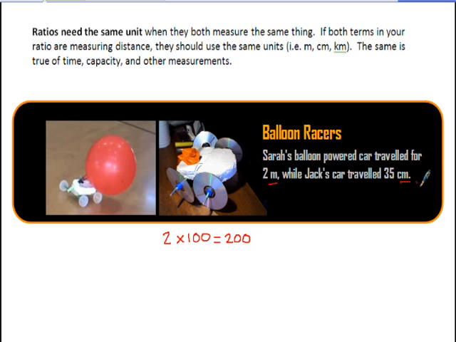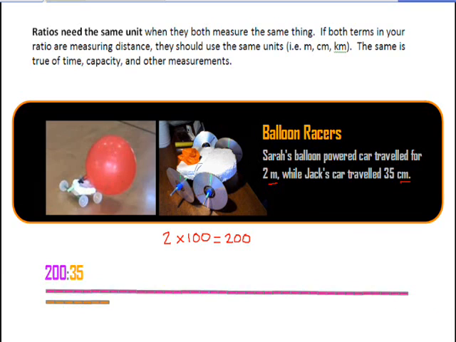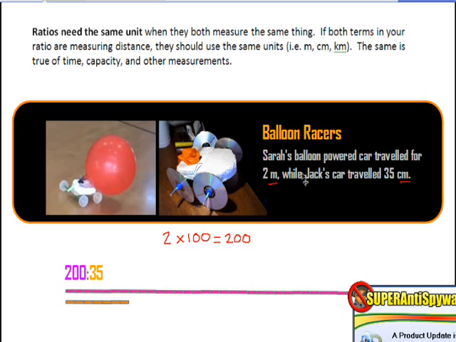So while Jack's car traveled 35 centimeters, Sarah's car traveled 200 centimeters. And now our numbers make sense with what we already knew, that Sarah's car actually went further. And we could write the ratio as 200 to 35. These measurements are now both in the same units. They both talk centimeters, and so the ratio now shows an accurate relationship. So anytime that the units measure the same thing, in this case distance, you need to convert the units so that they both are using the same measurement. So here we've now made them both centimeters.